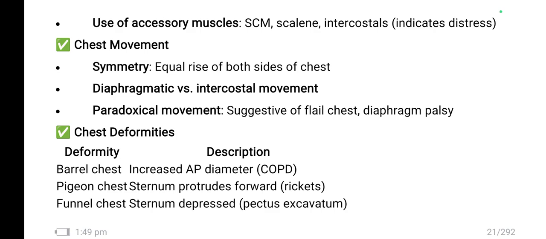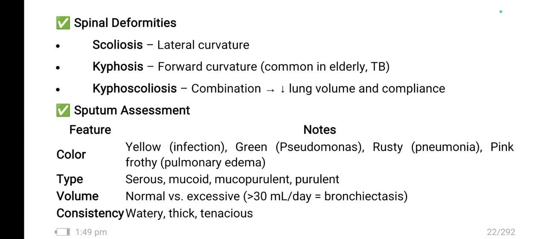Chest deformities, the deformity and its description. Barrel chest, increased AP diameter in case of COPD. Pigeon chest, sternum protrudes forward in case of rickets. Funnel chest, sternum depresses, pectus excavatum. Spinal deformities: scoliosis, lateral curvature; kyphosis, forward curvature, commonly in elderly and TB. Kyphoscoliosis, a combination of both kyphosis and scoliosis. It decreases the lung volume and also the compliance.